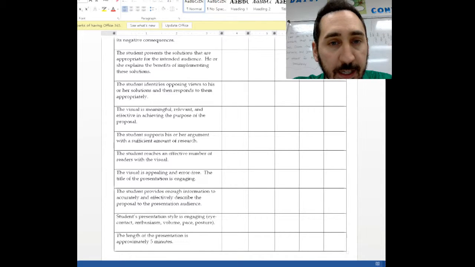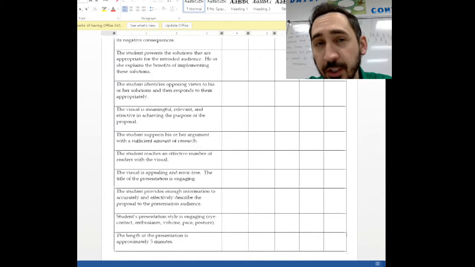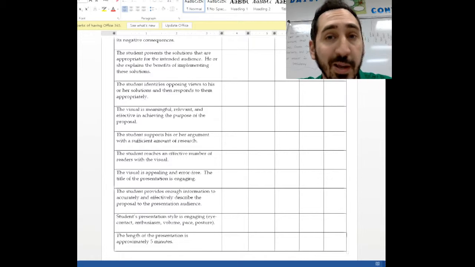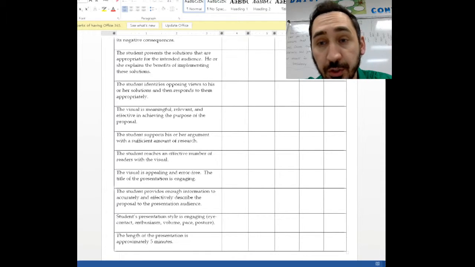Number 5, let's see. The student supports his or her argument with a sufficient amount of research. Basically, you give your sources. Even though it's an online website or social media, you should still cite some sources on there to show people that you're not making up this information, to show people that it's true, that what you're saying is real, and the problem you're presenting has real consequences, and the solution you're presenting is a real, viable solution.